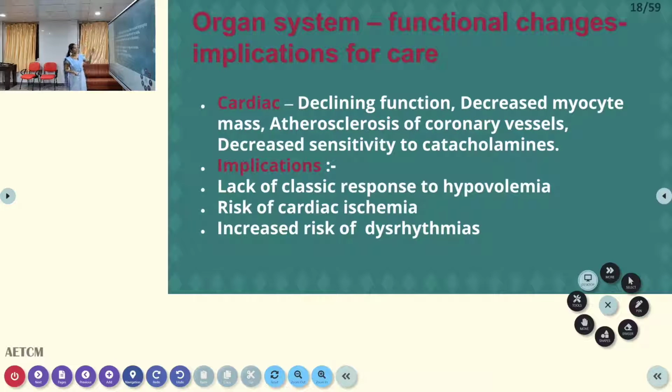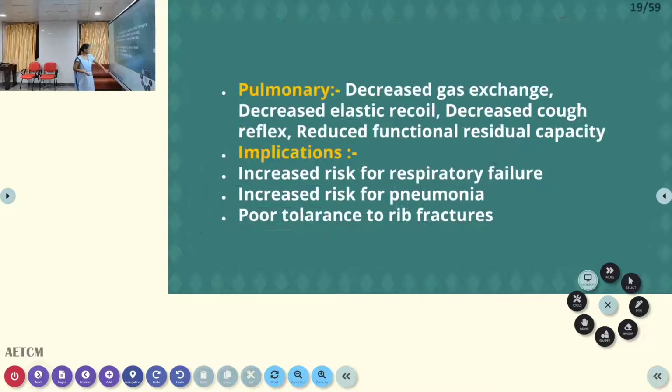Next, the organ systems, the functional changes, and the implications for care. First, the cardiovascular system: there will be declining function, decreased myocyte mass, atherosclerosis of the coronary vessels, and decreased sensitivity to catecholamines. By knowing these functional changes, the implications are a lack of classic response to hypovolemia, increased risk of cardiac ischemia, and increased risk of dysrhythmias. Next is the pulmonary system.